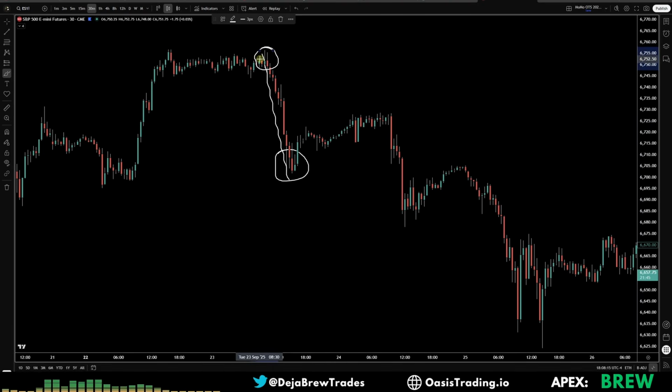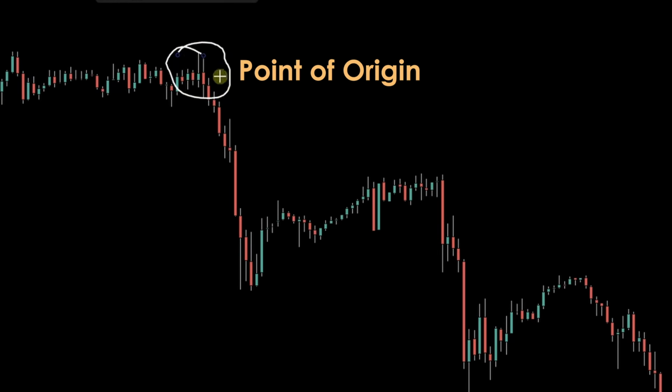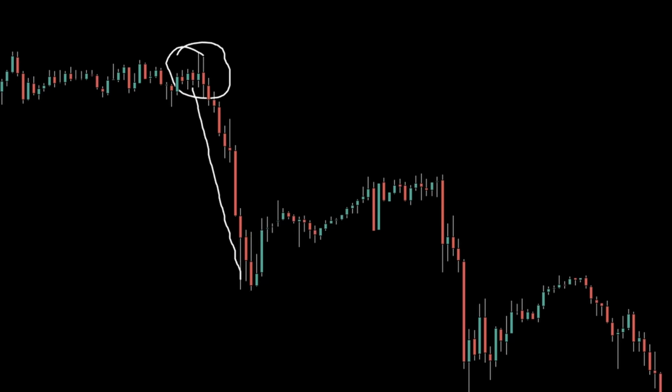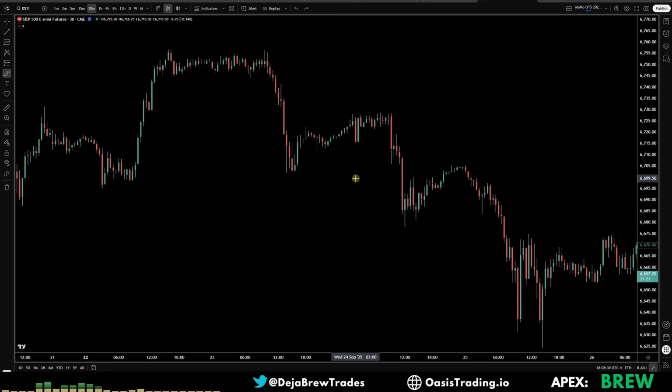So for example, we have this impulse down, we can say that's our point of origin. We can take that little cluster there, and this is where that impulse bottomed out. We can take that point of origin as well. And then when we start to push away from that price action, away from that cluster, what are we doing? We need to pay attention here.